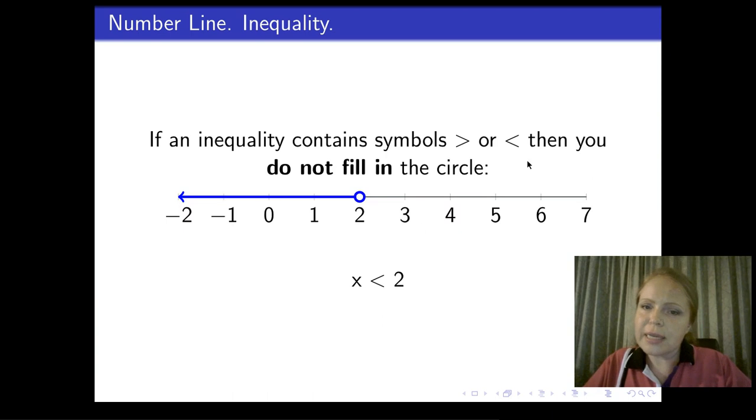If your inequality contains just the symbol greater than or less than, like in this example, x is less than number 2, you do not fill the circle, you just show an open circle because number 2 is not a solution for this inequality. All numbers to the left of number 2, but not including number 2. Number 2 is not a solution, so an open or empty dot.